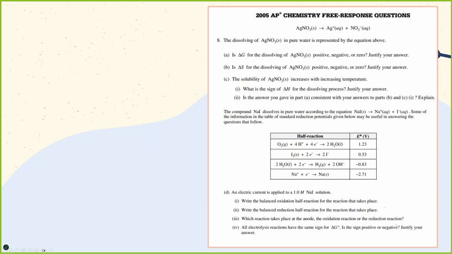Oh, this one's an electrolysis one, I think, because we have water and we have other stuff. There we go. Got the 2 waters, got the 2 other stuff. Okay. Dissolving of silver nitrate in pure water is represented by the equation above. Is delta G for the dissolving positive, negative, or 0? Justify your answer.